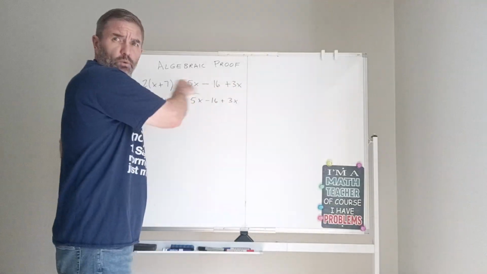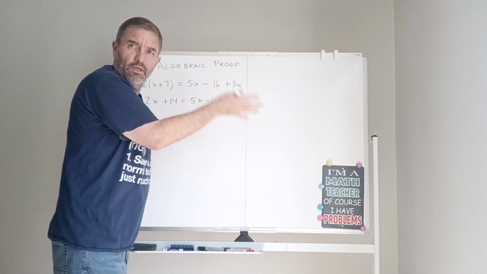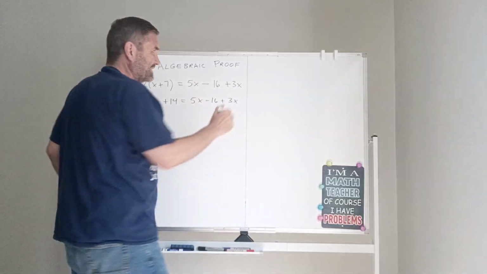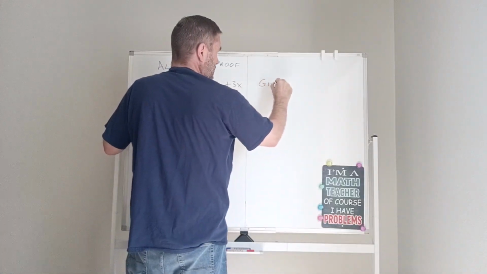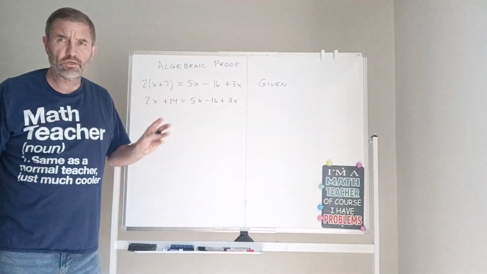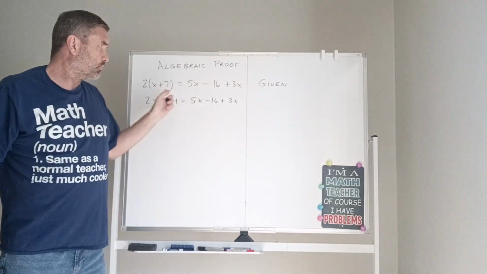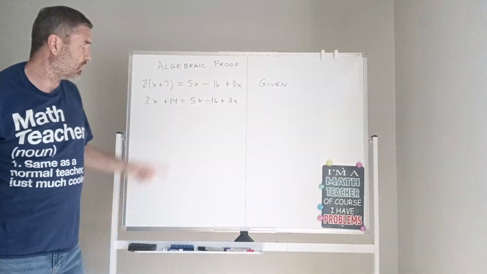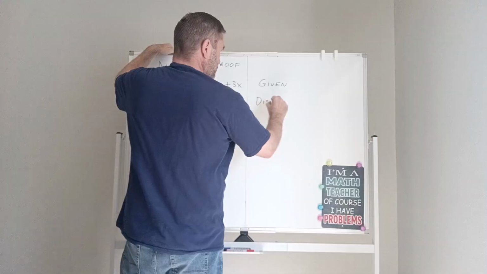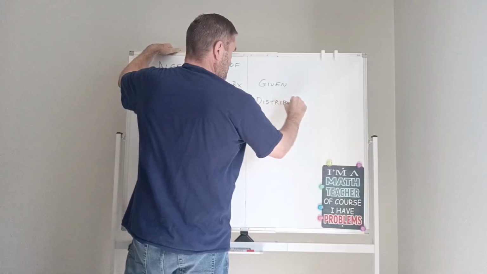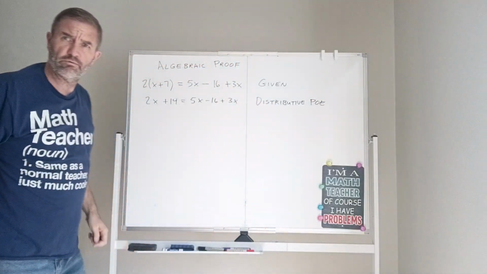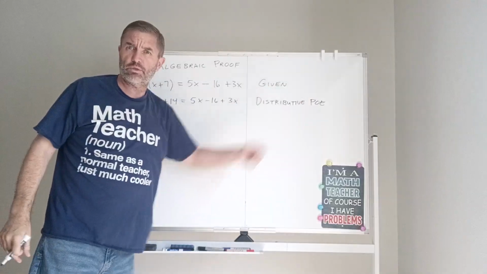Now, the first step, what you start with, what is on the test or teacher puts on the board or in the book for homework, that is given to you. So our justification for that being true is given. Almost all proofs start with that. Now there are some exceptions, but generally speaking, if you write down what you're given and put given, you're good to go. Now, we use the distributive property there. So our justification is distributive POE. Remember, POE stands for property of equality. We don't want to write that over and over again, so we abbreviate it.